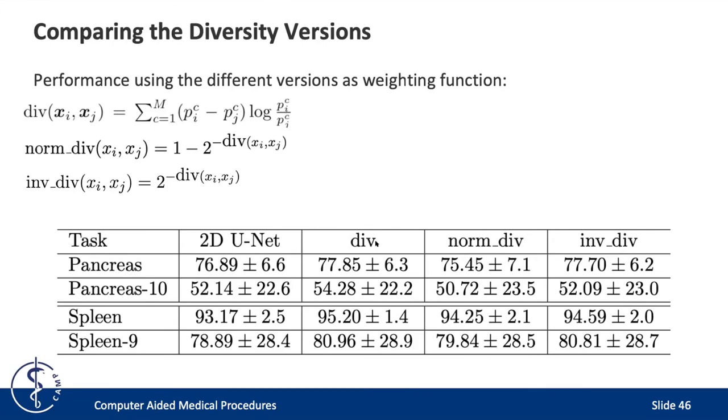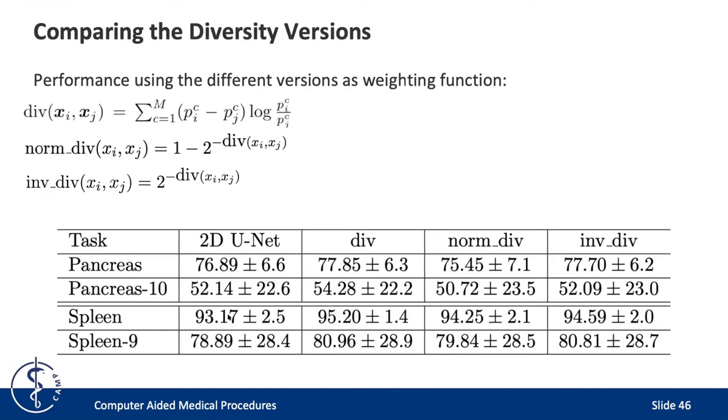And when we compare, for example, this diversity here with the normalized version, even though we expect them to behave in a similar way, actually the results are pretty different. There is a lower performance when we use the normalized diversity as a weighting function. It's lower than the refinement obtained when using only the vanilla diversity, and even lower than using the 2D unit. That means that we are actually losing some performance when we use this normalized version of the diversity.